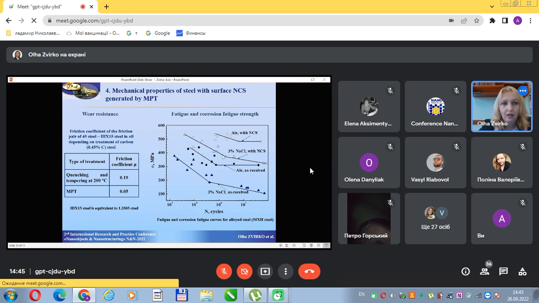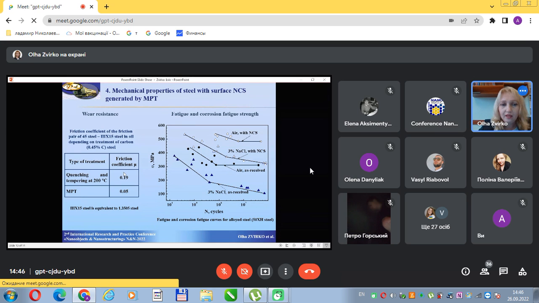Such treatment is also effective for improvement of the resistance of steels to wear and fatigue. As we can see from this data, the friction coefficient, which is an important factor in assessment of resistance to wear, is significantly decreased after treatment. So the friction coefficient for a friction pair with steel with the surface nanostructures is approximately 4 times lower than that for the friction pair with heat-treated steel.